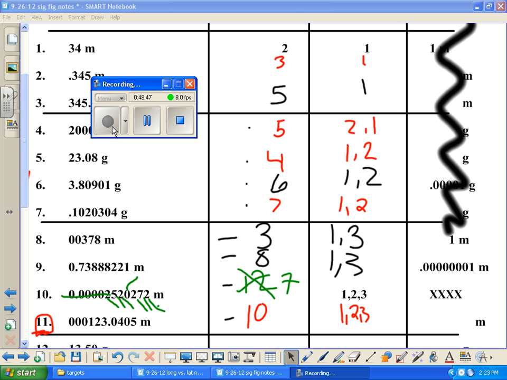You want to talk about this one here? All right, let's talk about number 9. Rule 1. Rule 1 takes care of the 7, 3, 8, 8, 8, 2, 2, 1. No rule 2s, no trapped zeros. Rule 3 says, no, buddy, you don't get in.